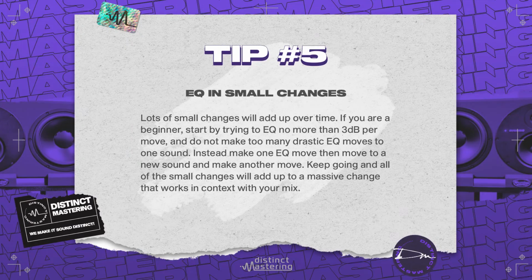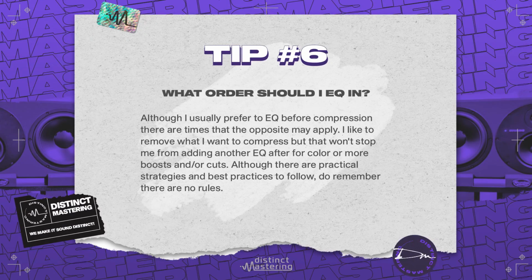Tip number 5, EQ in small changes. Lots of small changes will add up over time. If you are a beginner, start by trying to EQ no more than 3 dB per move, and do not make too many drastic EQ moves to one sound. Instead, make one EQ move, then move to a new sound and make another move. Keep going, and all of the small changes will add up to a massive change that works in context with your mix.